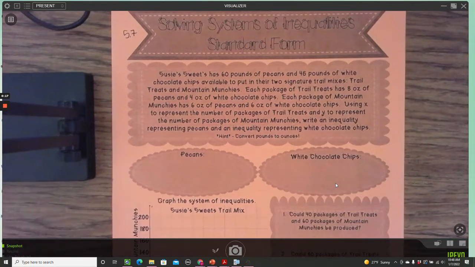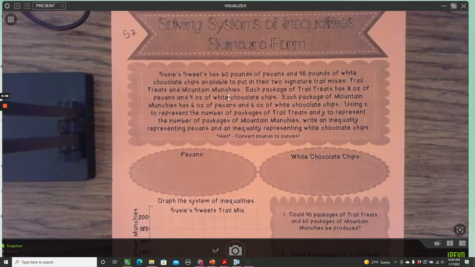Each package of Trail Treats has 8 ounces of pecans and 4 ounces of white chocolate chips. Each package of Mountain Munchies has 6 ounces of pecans and 6 ounces of white chocolate chips. Using X to represent the number of packages of Trail Treats and Y to represent the number of packages of Mountain Munchies, write an inequality representing pecans and an inequality representing white chocolate chips. The hint here is that you need to convert the pounds to ounces.